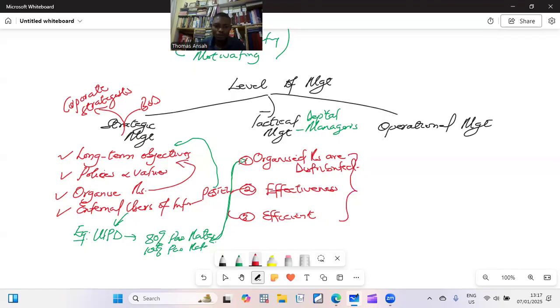Efficient and effective allocation of organized resources. When I get this, I'm going to allocate them effectively and efficiently. So it is about effective and efficient distribution of the organized resources. That is what the tactical people are to do. This place is very instructive, so what they do is to give instruction. Directing is mostly done here, and supervision is done here. That is what these people are set to do.